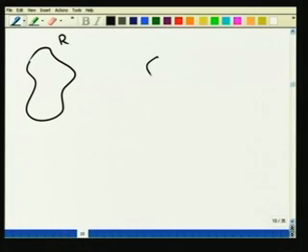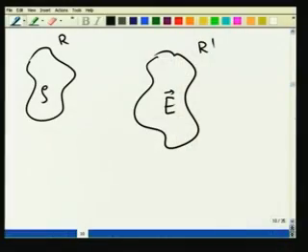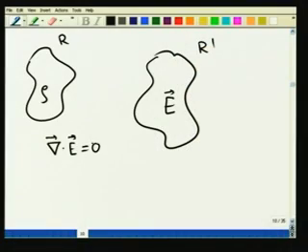So, to summarize, I had my charge distribution in this region R. I am going to look at the electric field in this region R prime. So, this is where rho is, this is where my electric field is. I claim, irrespective of the nature of rho, how you distributed it, what you did with it, how much charge you put, I know that divergence is equal to 0 in the whole volume.